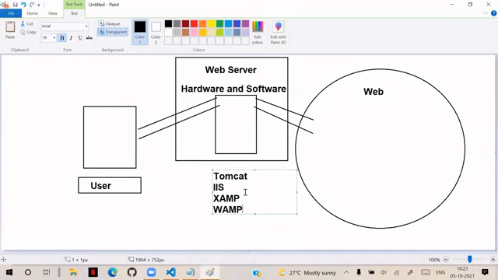So tomorrow we are going to learn what is a web server, how to install it on our computer, how it looks like, and how it works. All this process we will see practically. Okay, tomorrow we'll continue with that.